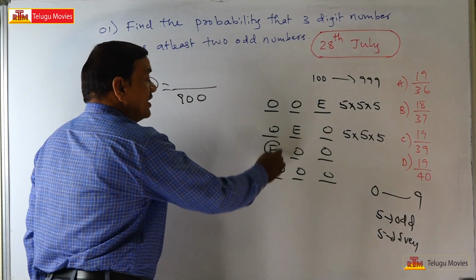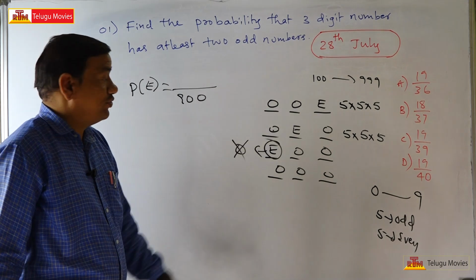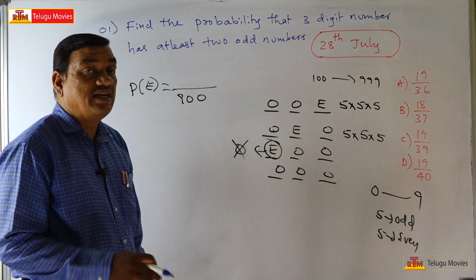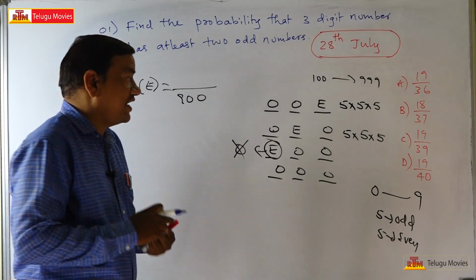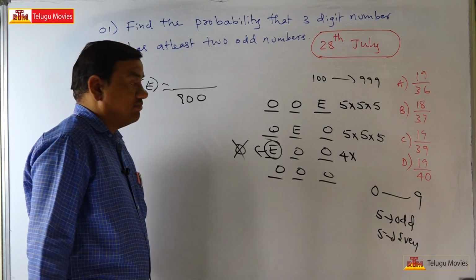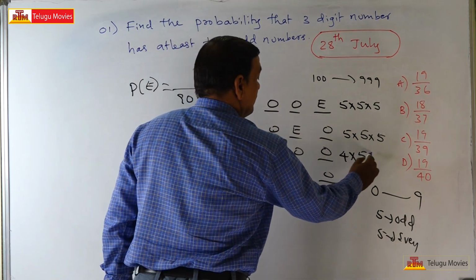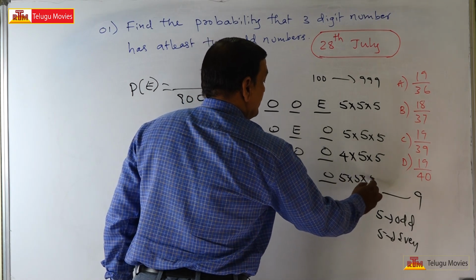Coming to the case where the even digit is in the first place, you should not take 0 here. You can fill it with either 2, 4, 6 or 8. That means the first place can be filled with 4 numbers. Then again this is 5 and this is 5. And for all odd digits, 5 into 5 into 5.